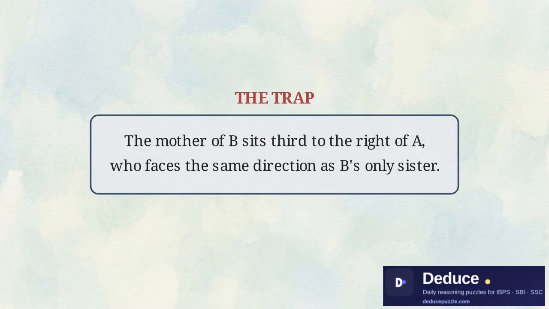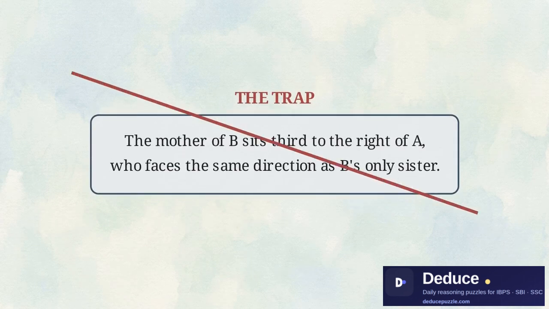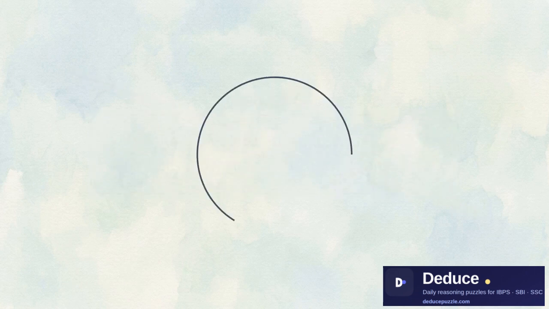stall. Consider this phrasing: the mother of B sits third to the right of A, who faces the same direction as B's only sister. Most people try to mentally rotate the circle, physically turning their heads to figure out who faces in and who faces out. In a timed environment, this is a fatal error. The bidirectional anchor is the physical alternative to that mental rotation.